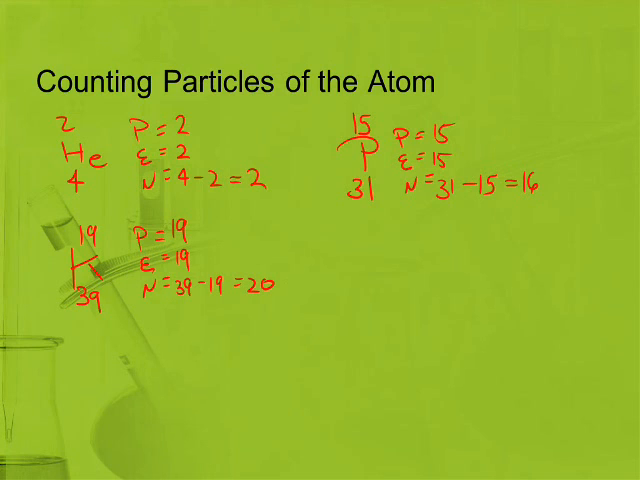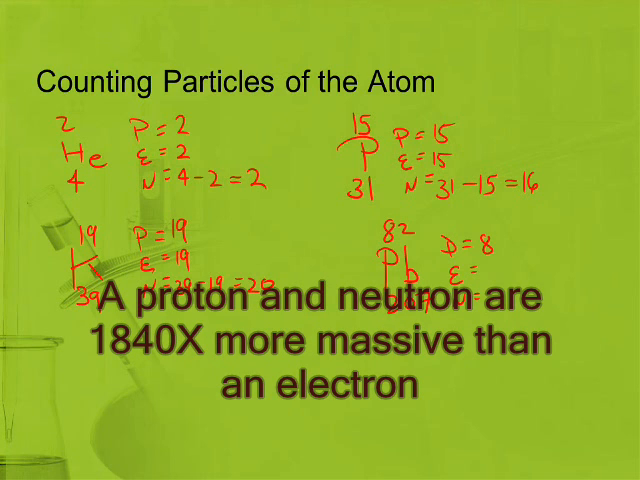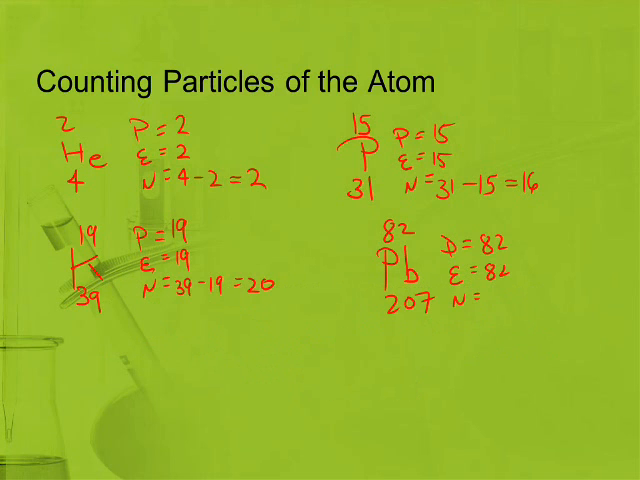Let's try lead, Pb. So the protons, electrons, and neutrons: 82, 82, 207 minus 82, which equals 125. 125 neutrons.